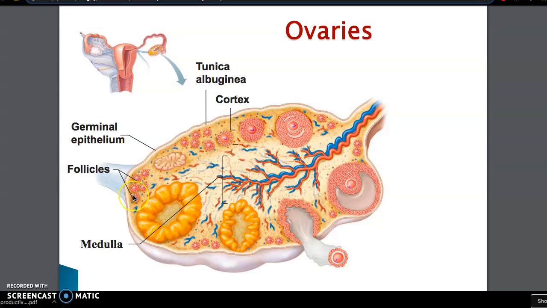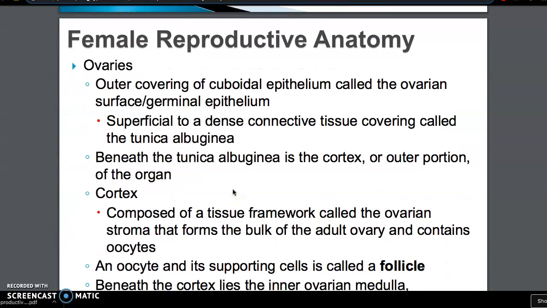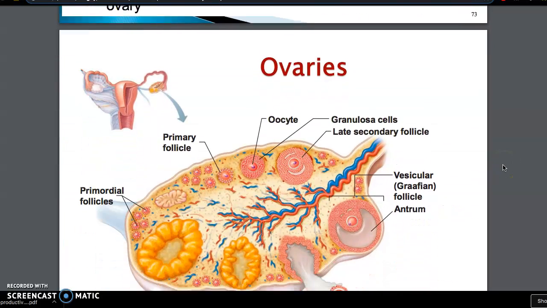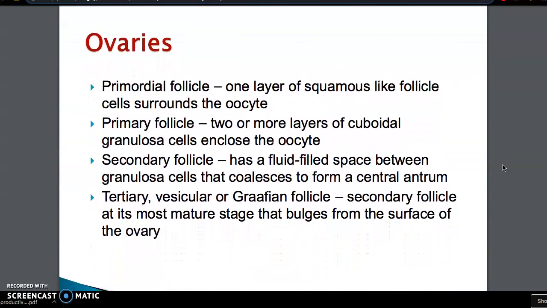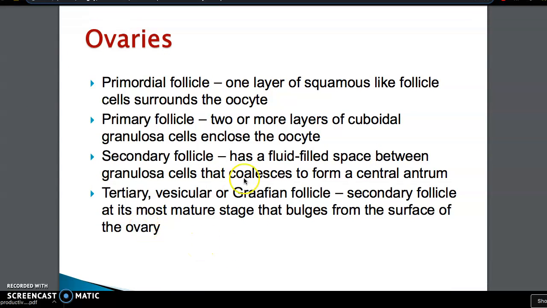The follicles hold immature eggs that still need to develop, and when they grow to a good size, they're ready to be fertilized and released, which is the process of ovulation. Here's another summary of the ovaries. The follicles have levels to them: the primordial follicle, primary follicle, secondary follicle, and tertiary follicle.